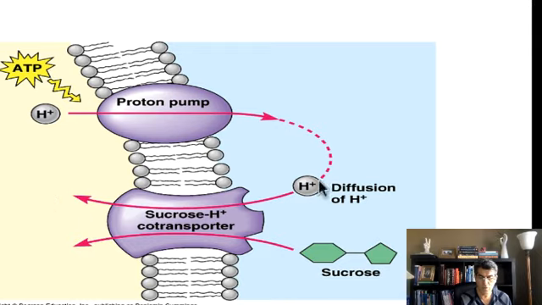Therefore, no more proton wants to come in. If proton doesn't come in, then sucrose cannot come in. That means this pump becomes useless. Therefore, we call this one a secondary pump because this pump depends on this pump. If this pump doesn't work, this one is also going to stop working very shortly.